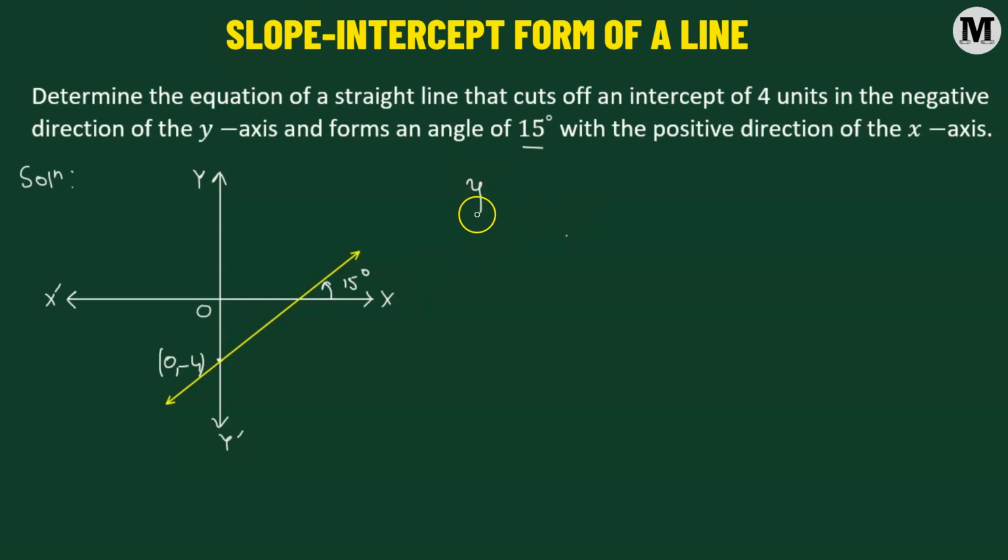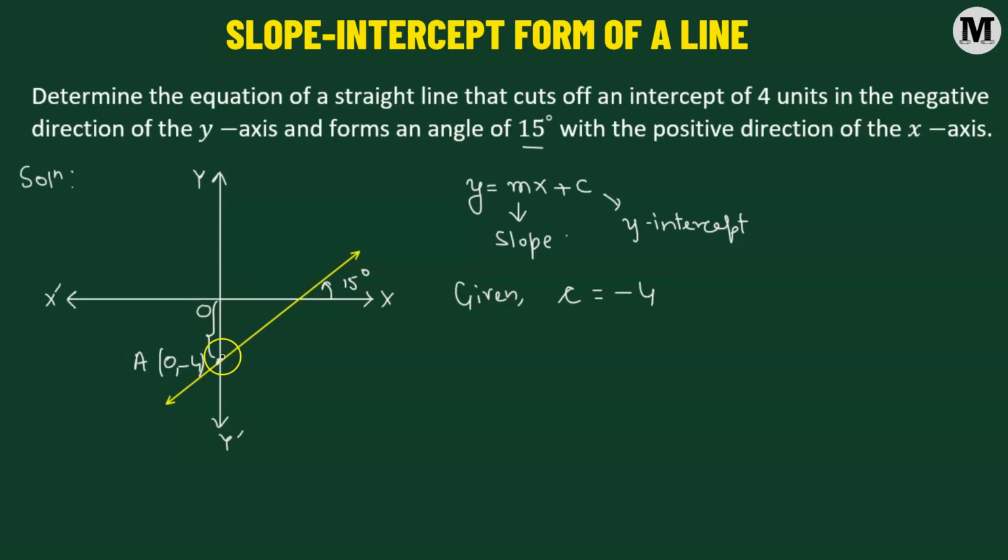The slope-intercept form is given by y = mx + c. Here m is referred to as the slope of the line, and c is the y-intercept of that particular line. So let's first find the y-intercept. It's already given here that the y-intercept c has a value of -4. c is the distance from the origin to the point A cut off by the line on the y-axis.